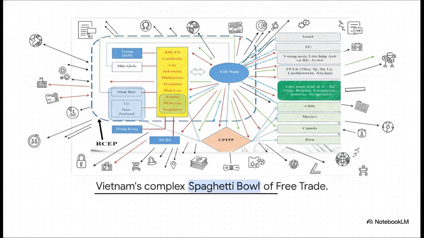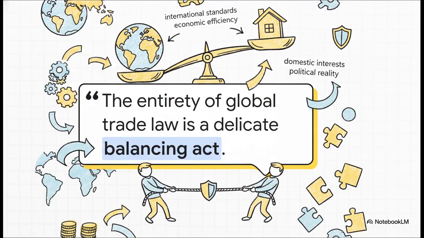Mastering these intersecting rules isn't just some boring administrative chore. It is an absolute necessity for survival in the modern economy. It literally dictates everything from international supply chains to the final price tag on your clothes. And that brings us to a quote that really perfectly summarizes everything we've unpacked today. The entirety of global trade law is a delicate balancing act. It's this constant, never-ending tug-of-war between the economic efficiency of international standards and the political reality of protecting domestic interests. It's a system designed to keep the game fair, even when the players are constantly looking for a competitive edge.